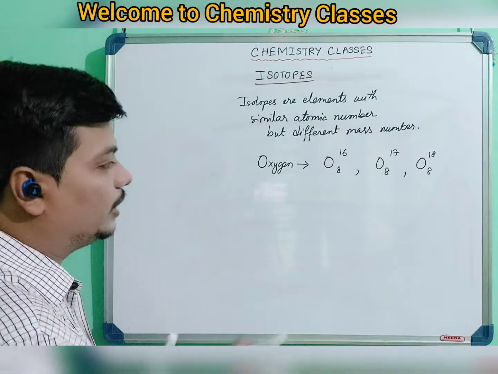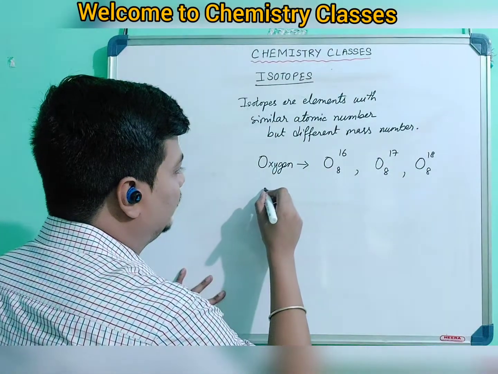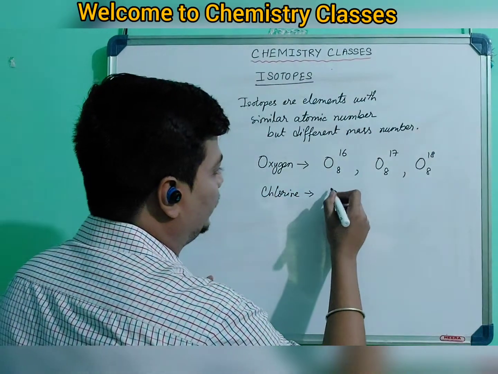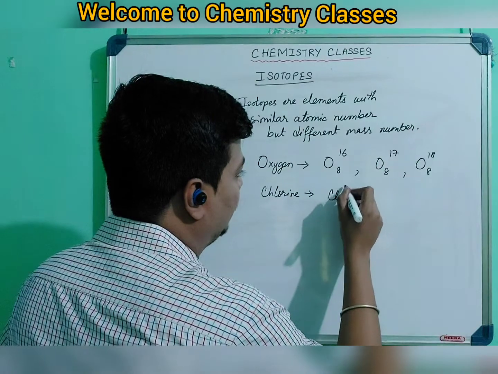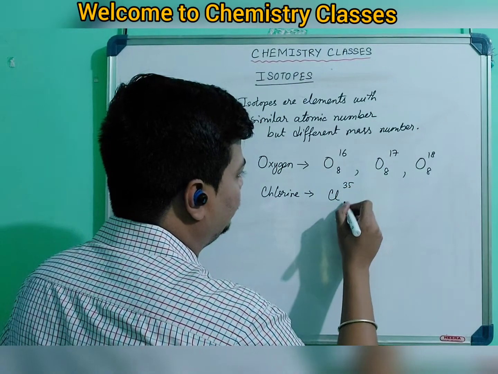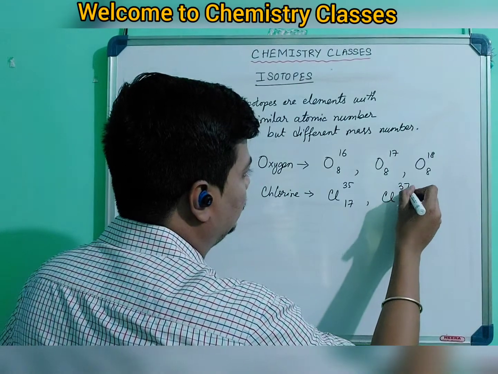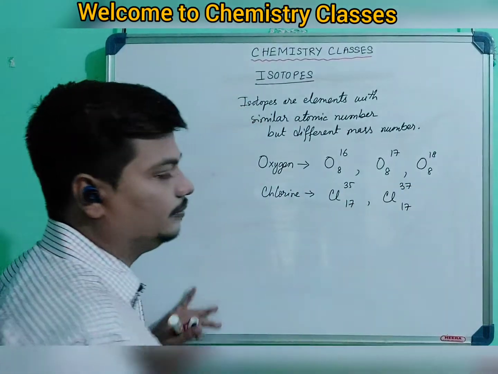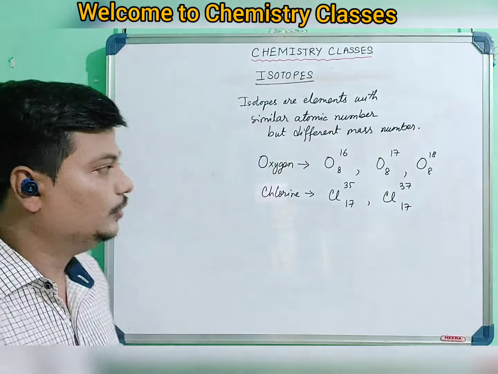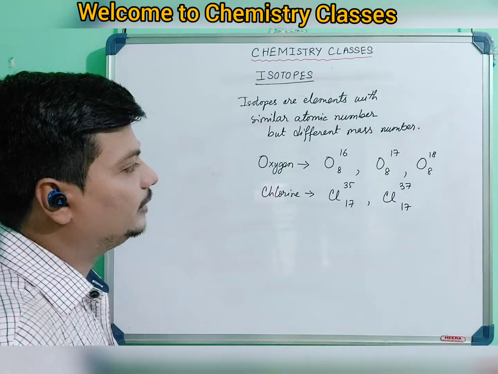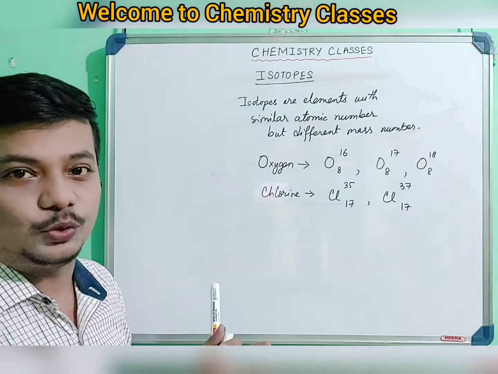Now giving you another example, that is chlorine, another very important one, Cl 35 17, Cl 37 17. So these are the 2 examples that I have given you. Now you must be wondering what exactly happens in an isotope, right?